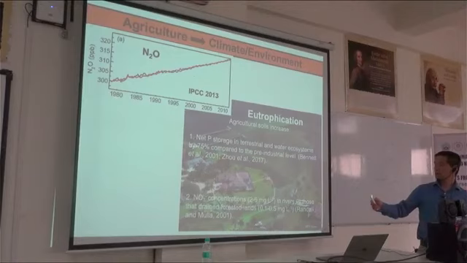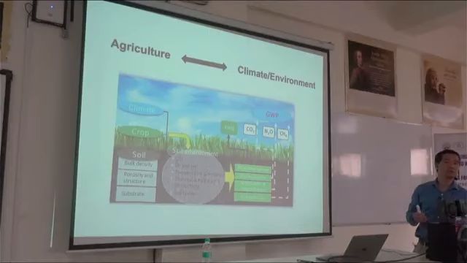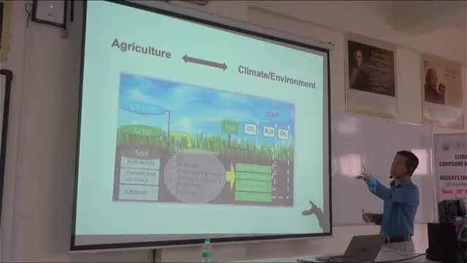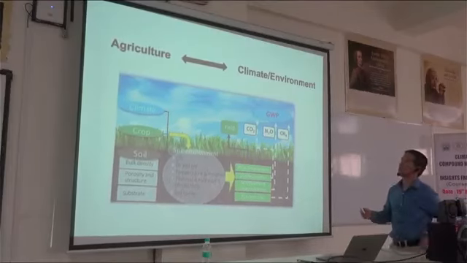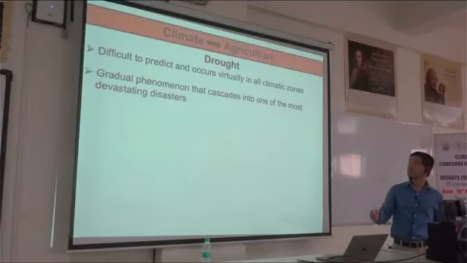So I guess the point is agriculture and environment have two-way interactions. Agriculture impacts the environment and the environment also impacts agriculture. So we have to think about these two-way interactions.